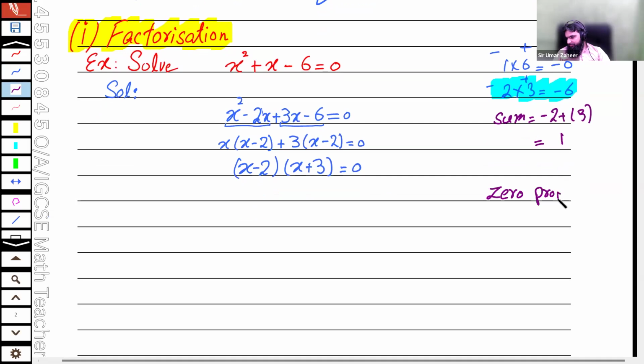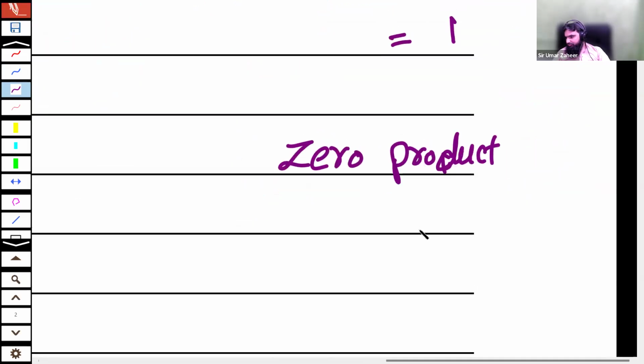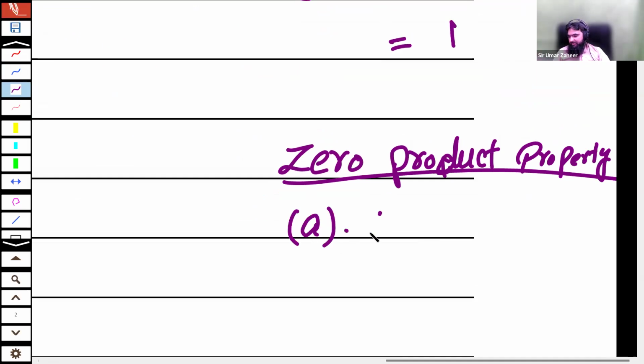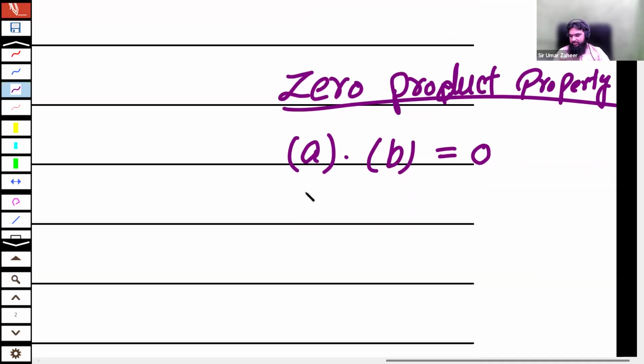Zero product property. The zero product property is, for example, if you have two numbers and they are multiplying and their answer is 0. So the product of two numbers is equal to 0. It is only possible if the first term will be 0 or the second term will be 0.